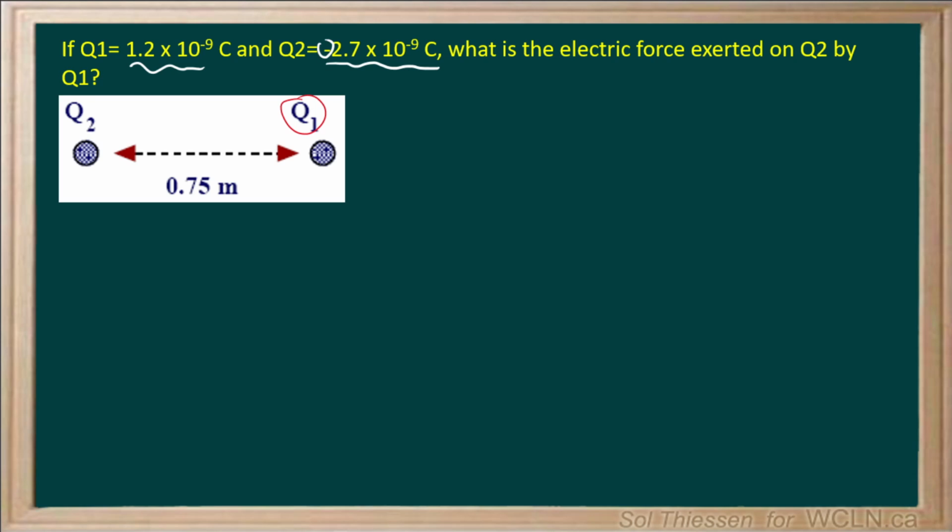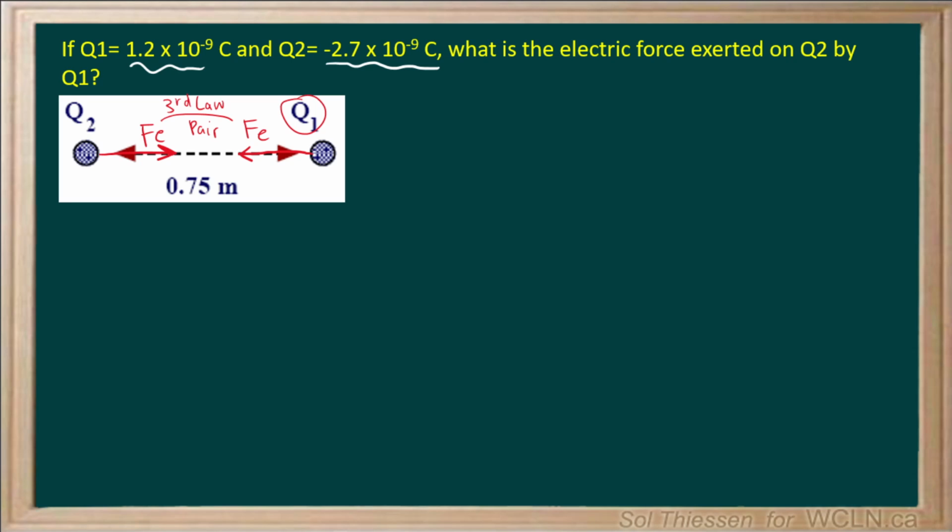So Q2 is negative, while Q1 is positive, which means that the electric force acting between the two charges will be attractive. So the force exerted on Q2 will be towards Q1. Consequently, Q1 will be attracted to Q2 with the same magnitude of force, just of course in the opposite direction. And these two forces are a Newton's third law pair.